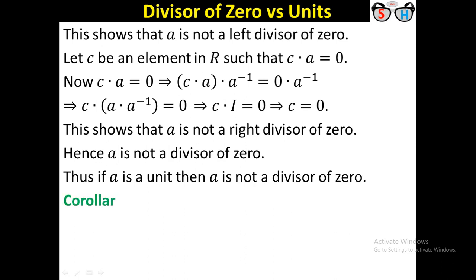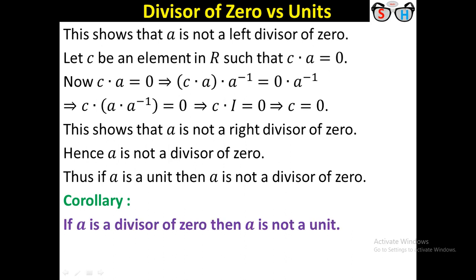The theorem can be written in another form, which is a corollary. If A is a divisor of 0, then A is not a unit. You have to prove that. Here it is given that A is a divisor of 0, then you have to show that A is not a unit. We will prove it by contradiction. For that purpose, you have to assume that A is a unit. So when A is a unit, then by the previous theorem the result will be A is not a divisor of 0, but here it is given that A is a divisor of 0. So contradiction. So A is not a unit. I hope that you understand this theorem also.